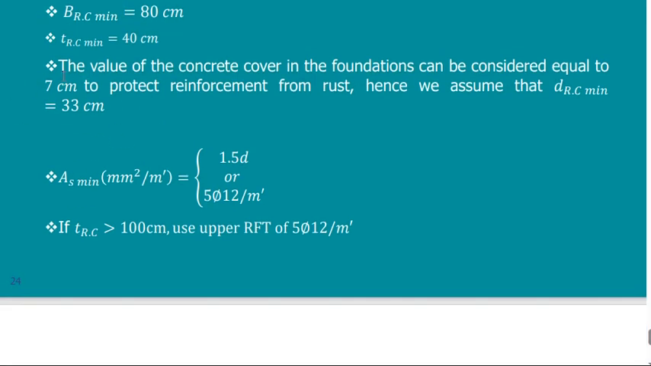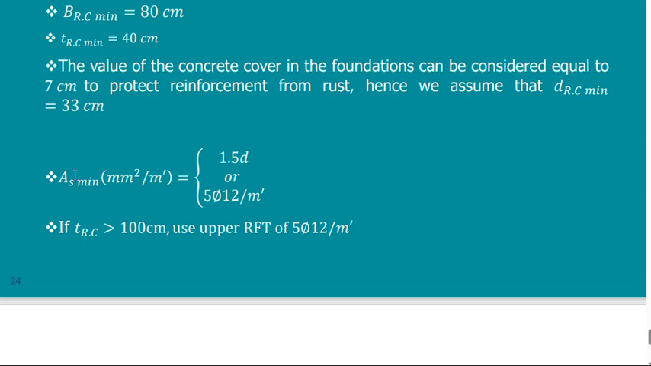The minimum cover is 7 centimeters. So it means that the minimum D is 33. I cannot have a D less than 33. Even if with calculation it is 27, I will have to increase it to 33 to add 7 centimeter and get the 40 centimeter T.